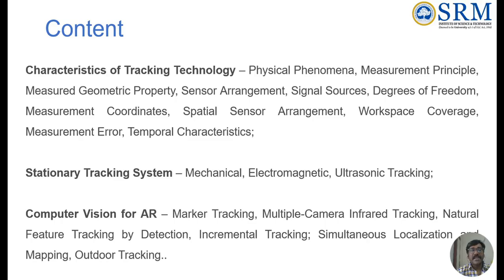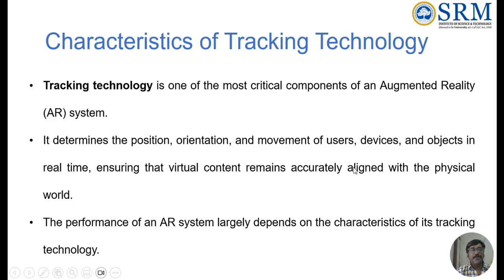In stationary tracking systems, the mechanical, electromechanical, and ultrasonic tracking systems are going to be discussed in detail. And computer vision for AR and marker tracking, multiple camera infrared tracking, natural feature tracking by detection and incremental tracking, and simultaneous localization and mapping (SLAM) and outdoor tracking. So in part 1, the characteristics of tracking technology.